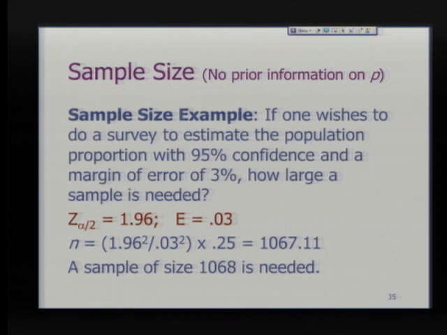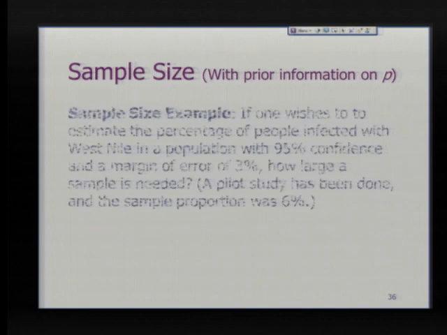In fact, they really use 1,000 pieces of data, right? And so when you have 1,000 pieces of data, your margin of error will be no more than 3%. Okay. Now, what if I do have some prior information?